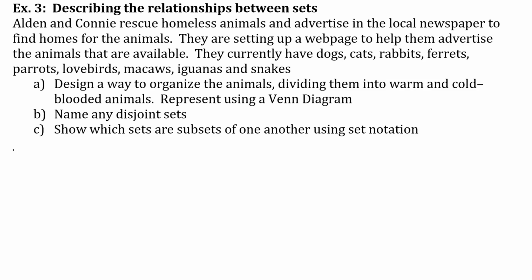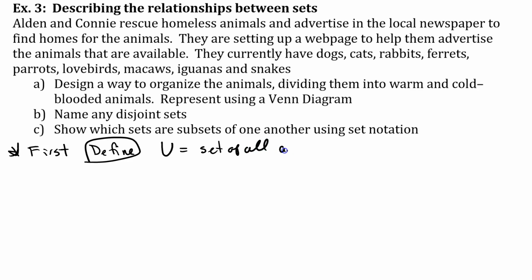So first things first, what we always have to do first: define. So we need to do our universal set first. I'm going to call this U. The universal set is the set of all animals available.